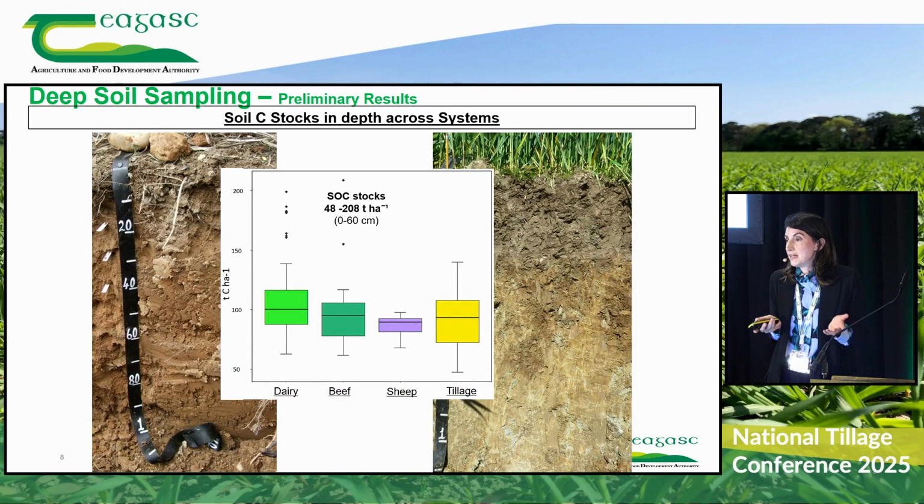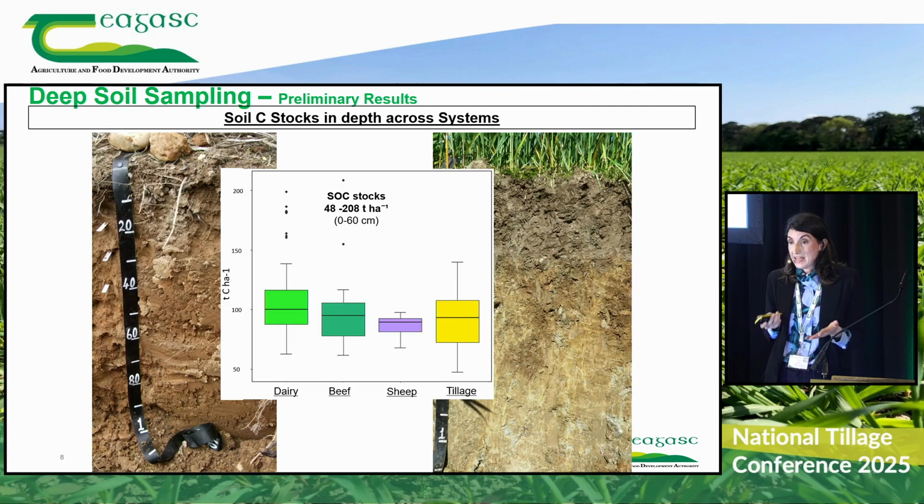Now, these are preliminary results for soil carbon stocks in depth across different systems. As we can see, the carbon in our system ranges from 48 tons of carbon per hectare to 208 tons of carbon per hectare within the 60 centimeters of the profile. This is a very good point for us, a very good amount of carbon that we have.